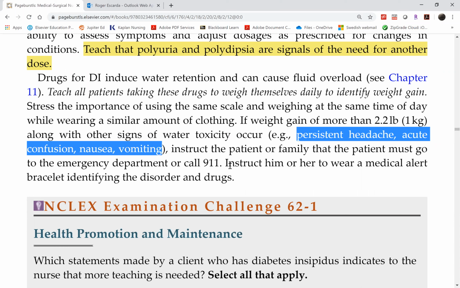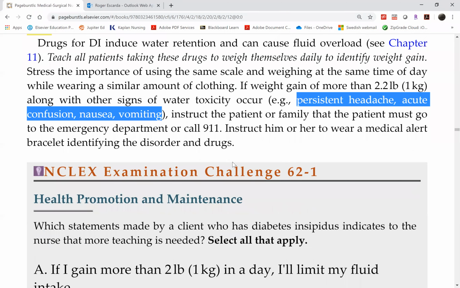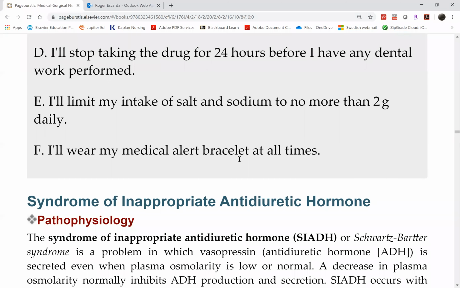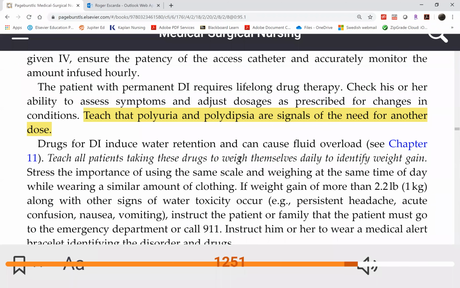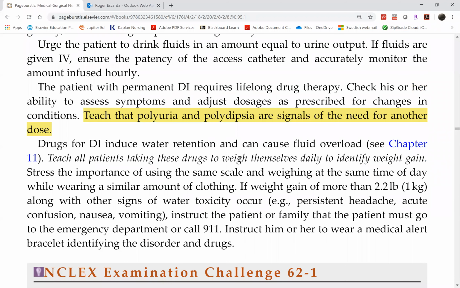This is always the problem with endocrine disorders. The treatment for one may lead to overdoing it, meaning if you're treating dehydration, you could go into fluid overload, and vice versa. And that's about it. Any question on diabetes insipidus? Questions?